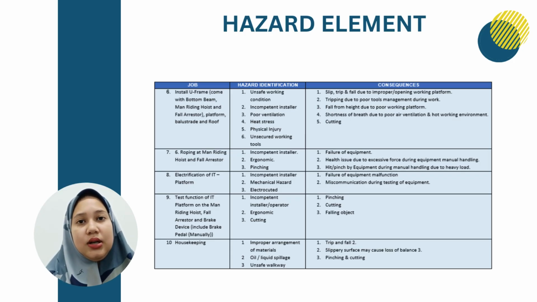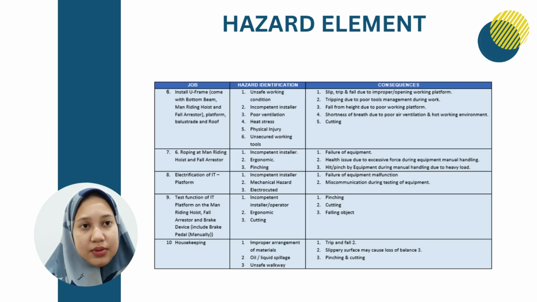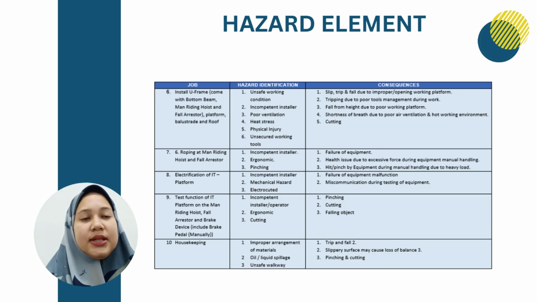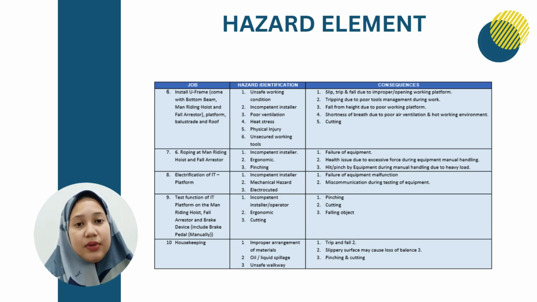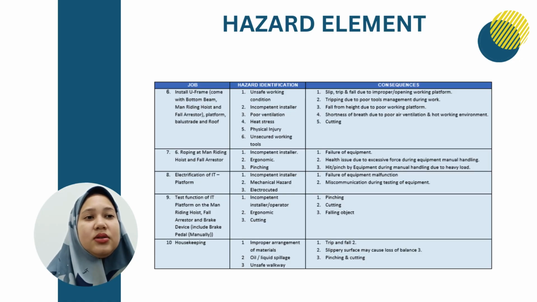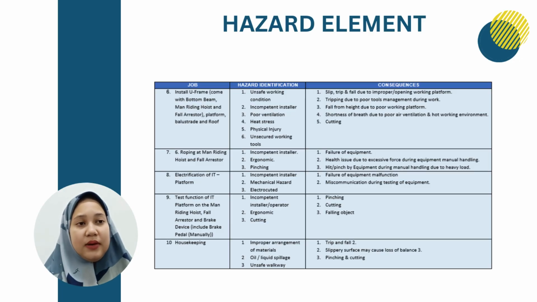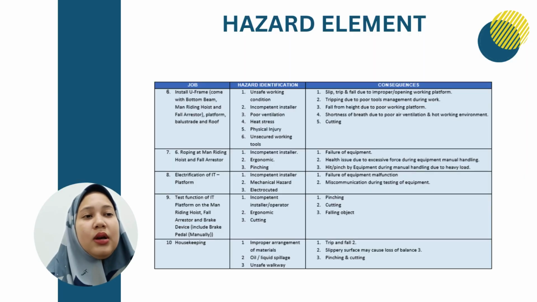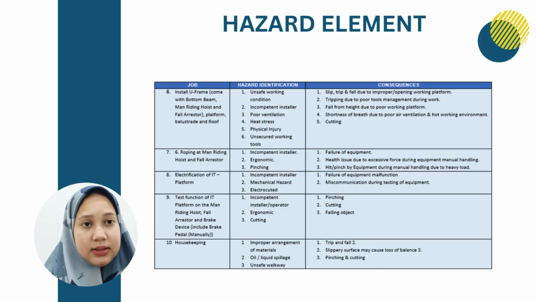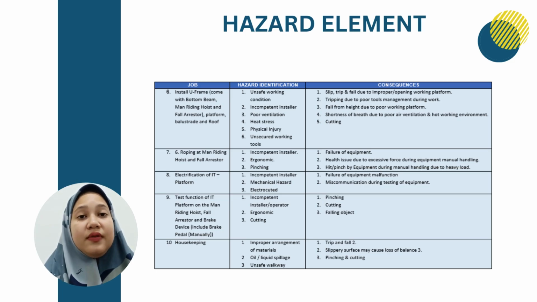The next job during this installation process is roping at man riding hoist and fall arrestor. The hazard that we are able to identify is incompetent installer resulting in ergonomic hazard and also pinching themselves due to falling of equipment and maybe excessive force during equipment manual handling, due to also maybe the heavy load during the roping process.